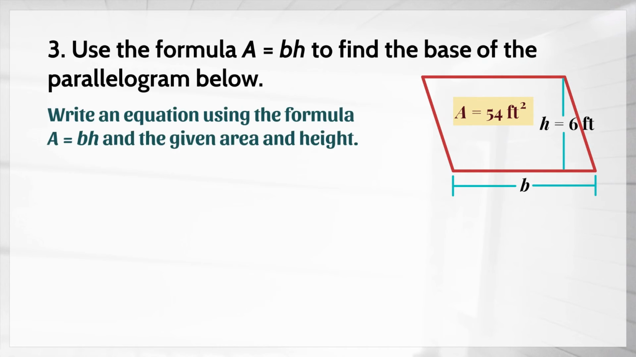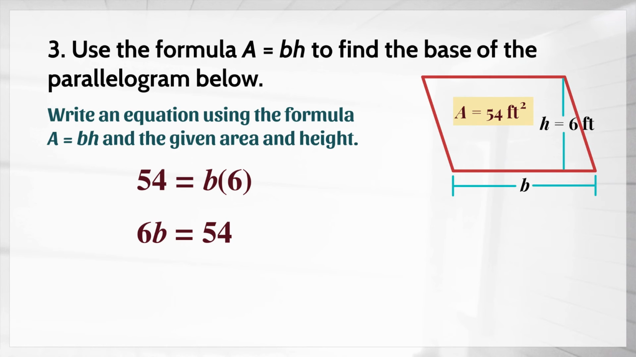We just need to write an equation using the formula A equals b times h and the given area and height. The area of the parallelogram is 54 feet squared, and its height is 6 feet. Substituting those two in the formula will give us the equation 54 equals b times 6. We want the variable or the unknown, b, to be on the left side of the equation, so we'll switch sides and apply the commutative property. Then the equation will become 6b equals 54.